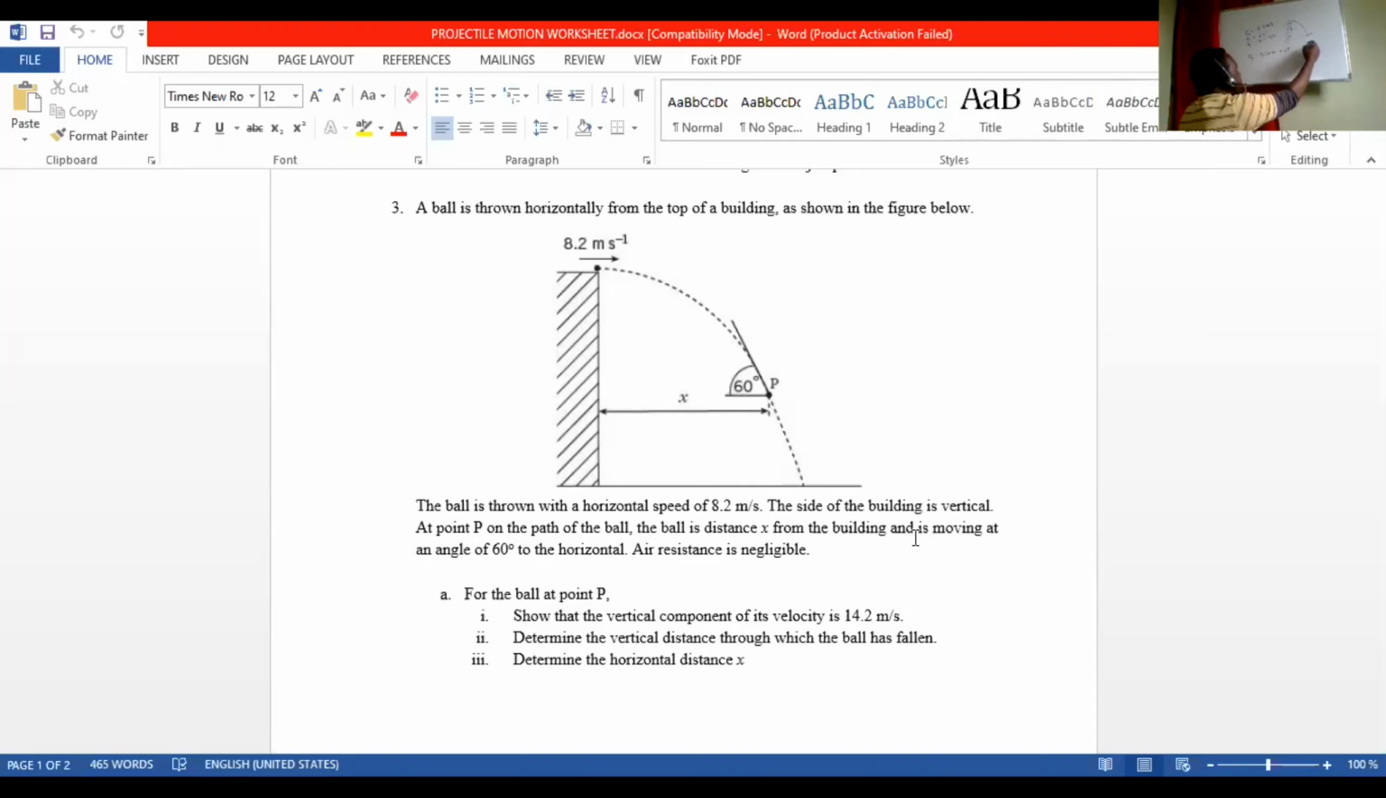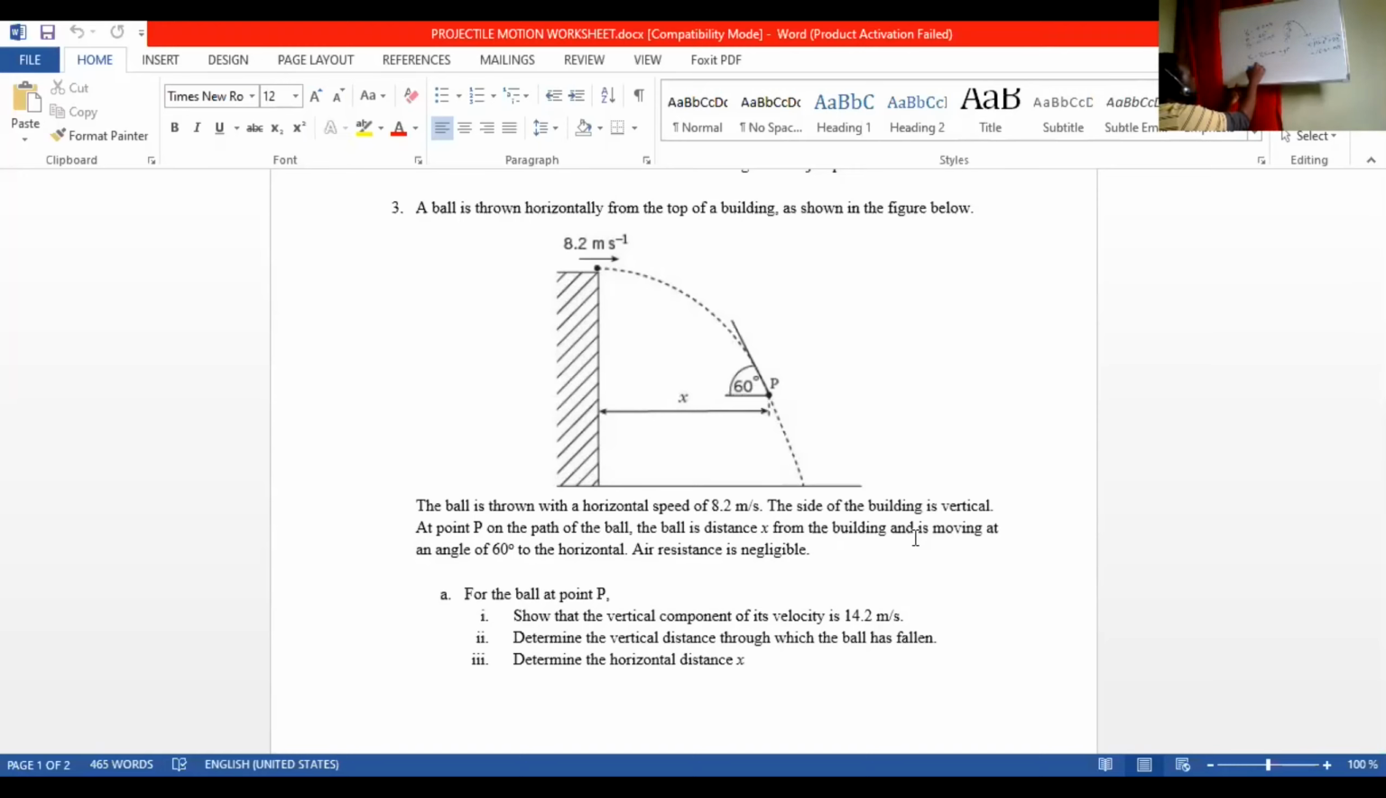So first thing is to find V naught, right? And because it's both components, we know that's Pythagoras theorem. So it's the square root of 14.2 squared plus 8.2 squared. And that gives us 16.40 meters per second.